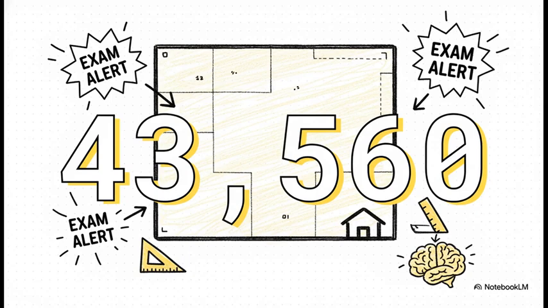Exam alert. And here is the other number you must burn into your brain. 43,560. That is how many square feet are in 1 acre, because the exam might ask you to calculate the acreage and then as a second step, convert it to square feet. You have to know this number cold. No excuses.